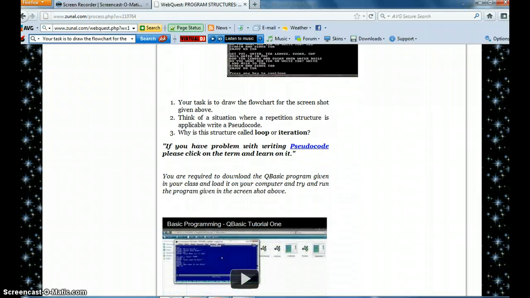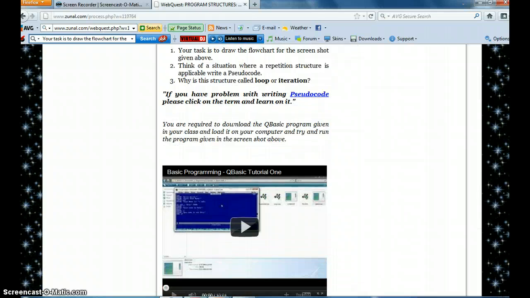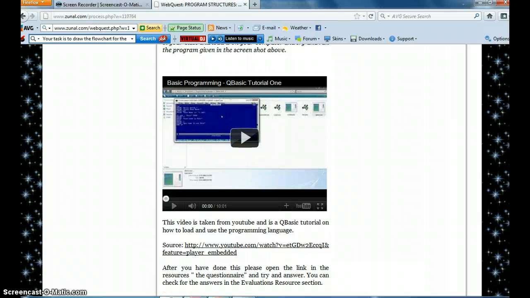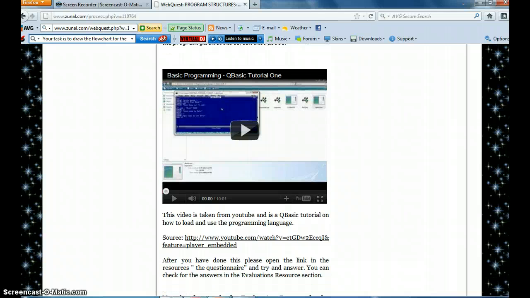Furthermore, if they have time, if the students enjoy playing with computers, especially programming languages, they can look at the screenshots given on the three structures on how to make tea. They can even write the QBasic program that is given in their class, load it in their computer and run the program that is given in the screenshot. And if they don't know how to use QBasic, they can look at the programming QBasic tutorial that is given as an embedded resource.